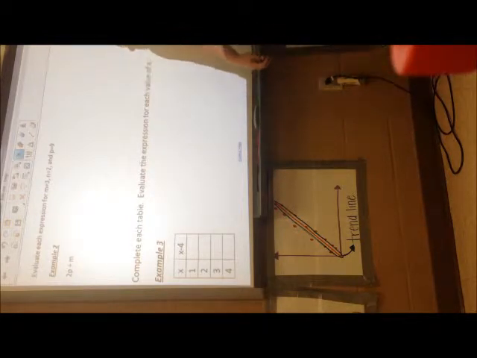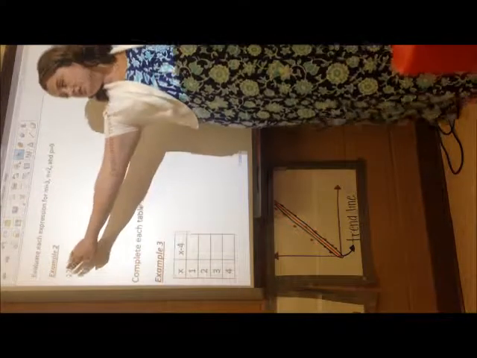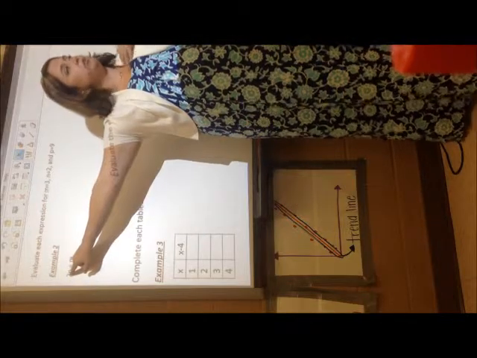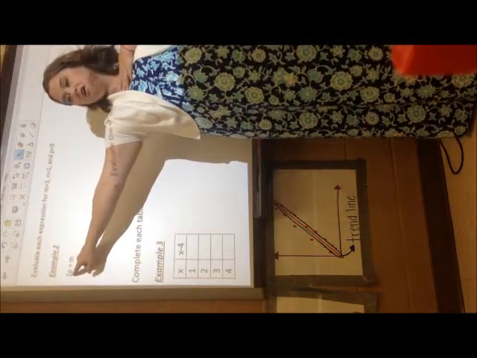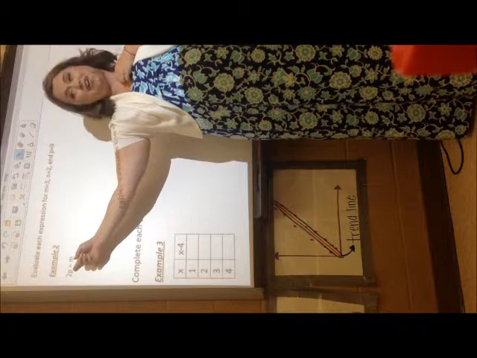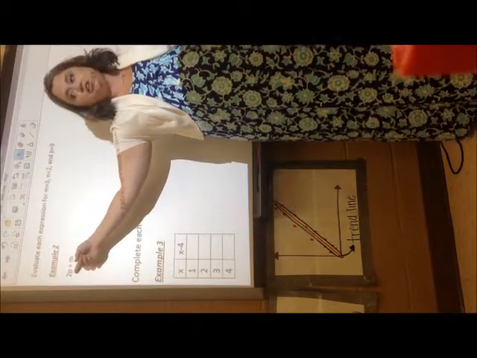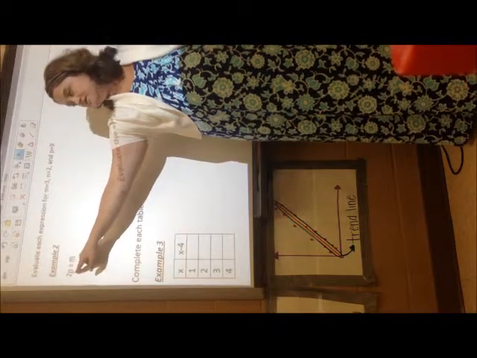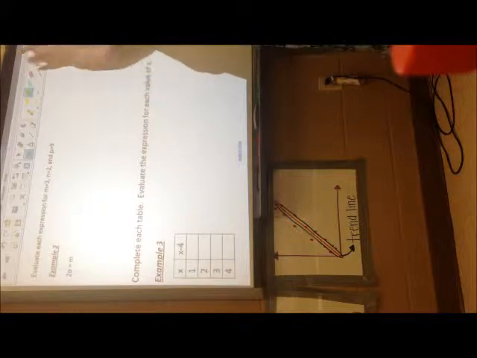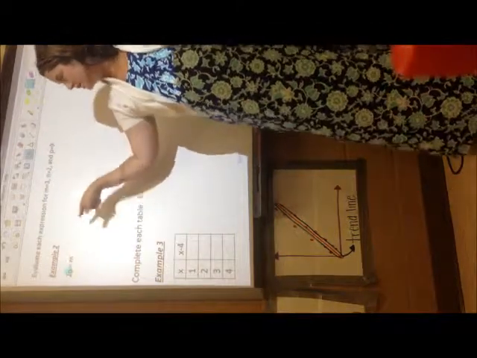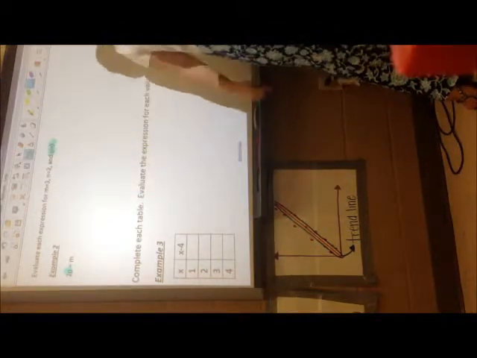Okay, so let's look at example 2. Example 2 says, evaluate each expression for m equals 3, n equals 2, and p equals 9. Here, we already talked about that this 2 is acting as a coefficient. When you have a coefficient in front of a letter, what does that mean? What operation is that? Multiplication. So this is saying do 2 times the value of p. What is the value of p? 9. That's given to us, right?